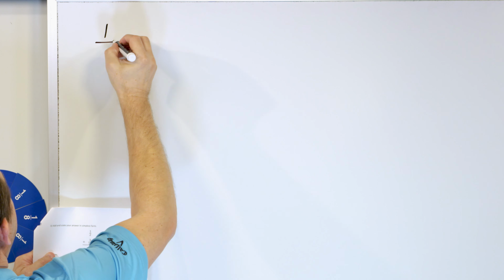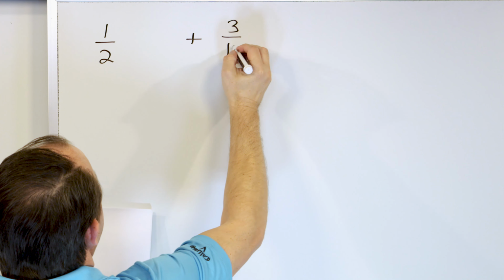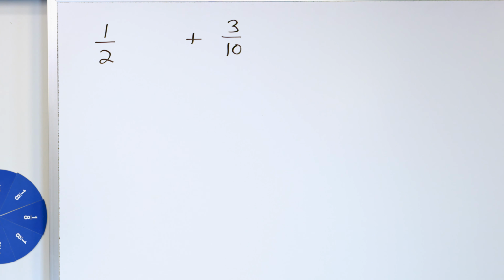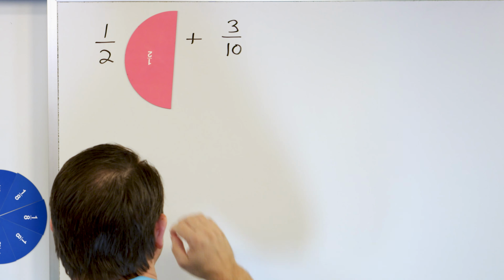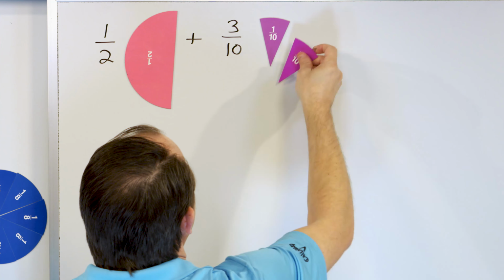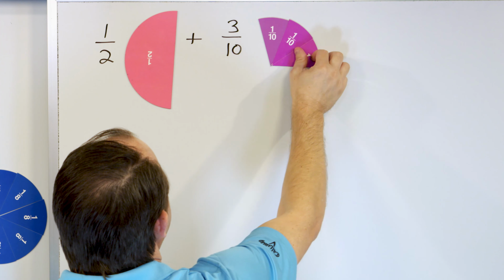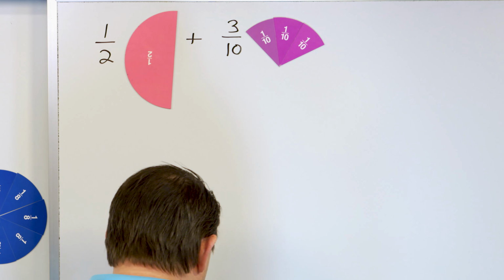Let's take a look at problem number 3. What about 1/2, and we'll add to that 3/10, right? 1/2 and 3/10. So what do we do first? First we say, well, what does 1/2 look like? 1/2 of a pizza looks something like this. And what does 3/10 look like? Here's 1/10, 2/10, and 3/10 of a pizza, right? So we're going to take this amount and literally stick it on there. That's what we're going to get as an answer.